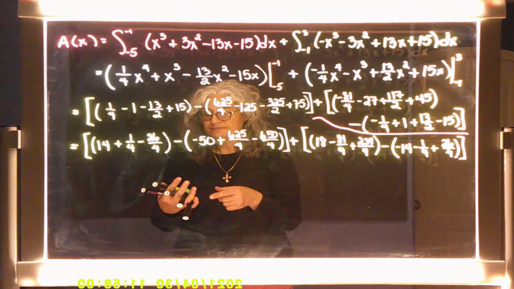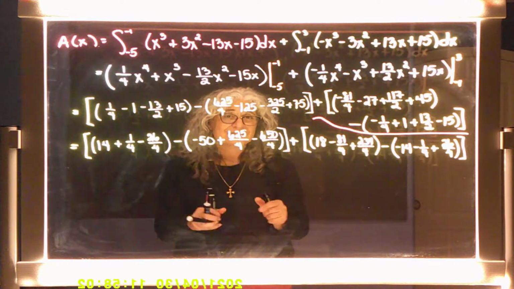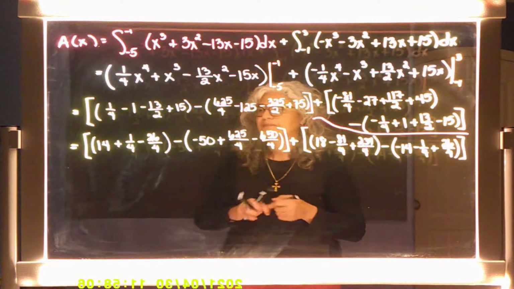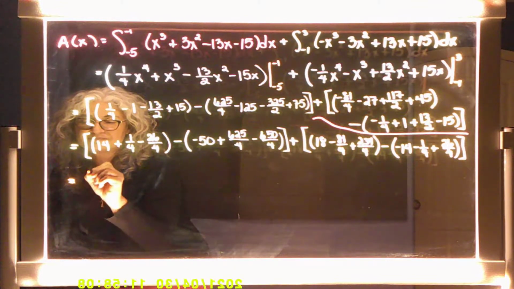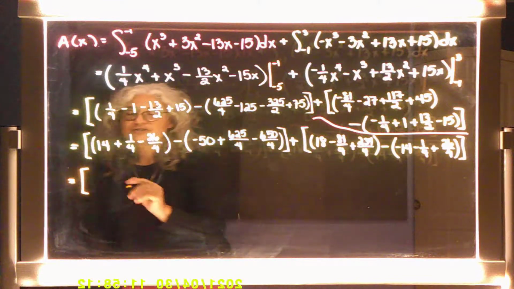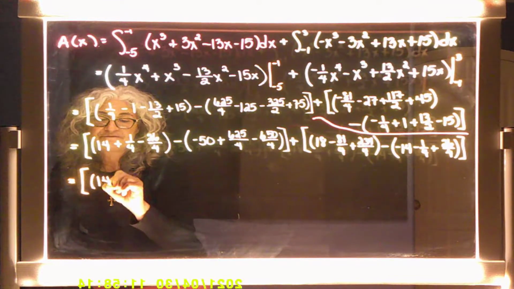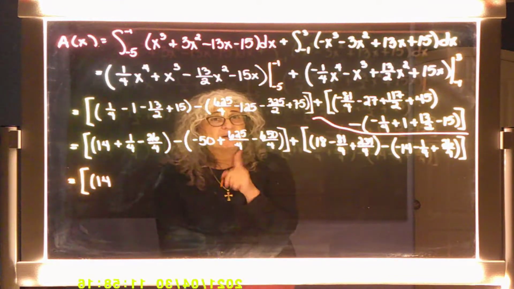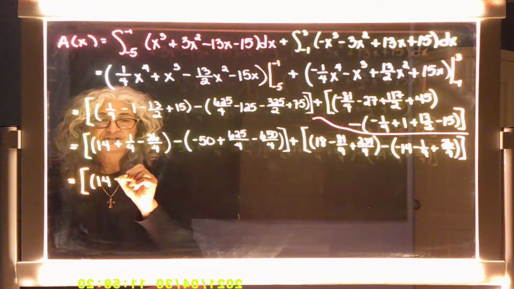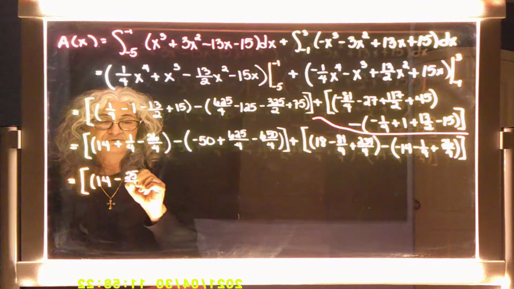All right. Take this slow. You see how easy it could be to mess up, right? Okay. So, back to that first one. In that first parenthesis, you're going to have 14. And now I have a positive 1/4 minus 26 over 4. Good. That's minus 25 over 4.